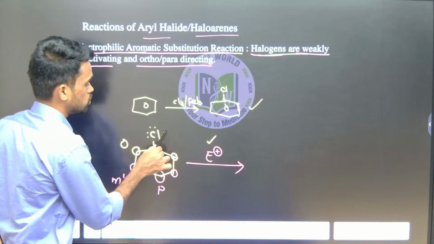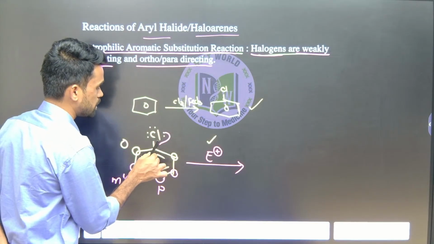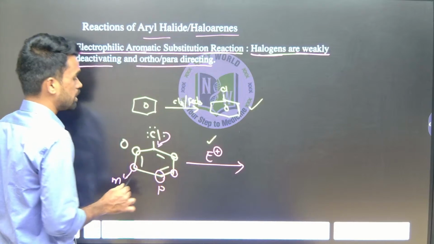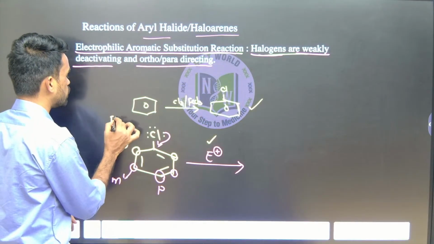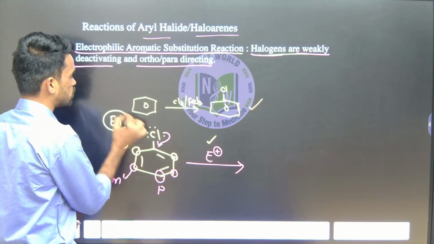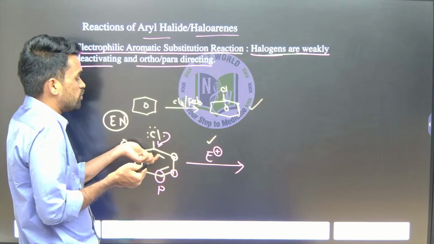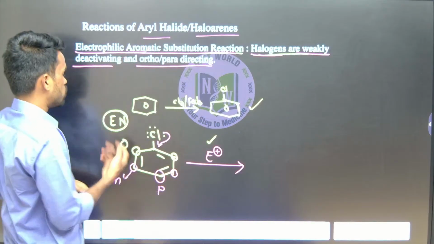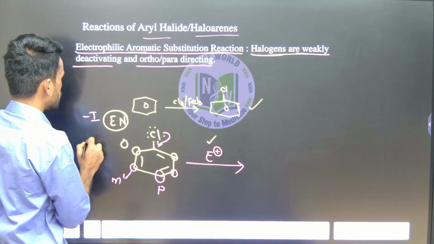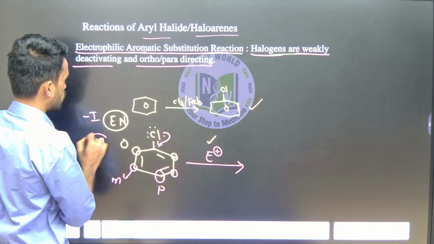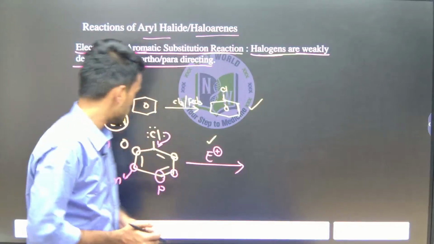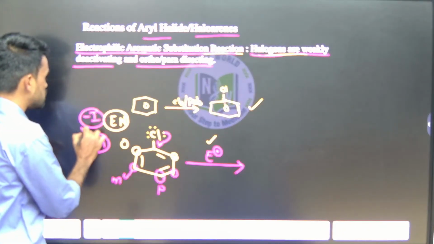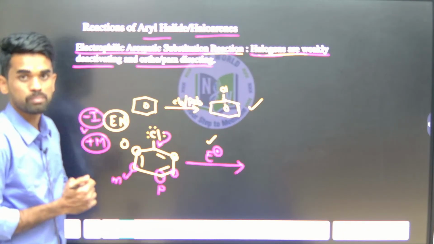These lone pair electrons can participate in conjugation with the ring, and it will slightly activate the ring. Due to its more electronegative nature, the chlorine can withdraw electrons from it. So it can show minus I effect and plus M effect. Remember, in case of halogens, the minus I effect is more dominating than the plus M effect.